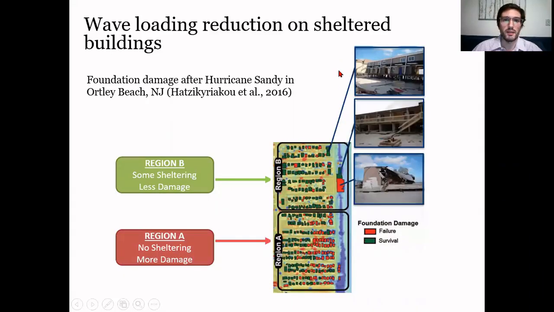Wave load reduction inside a building array or on sheltered buildings has been seen in the past. For instance, after Hurricane Sandy, two regions were identified in Ortley Beach, New Jersey: Region A and Region B. In Region A, there were no large buildings providing shelter, and in Region B, there were 3 large buildings providing shelter. As you can see in the figure, in Region A, there were way more buildings that experienced failure of their foundations, and in Region B, most of the buildings survived. So we can expect that if we have some sheltering, we're going to experience less damage in the structures, and if we don't have sheltering, we're going to experience more damage.